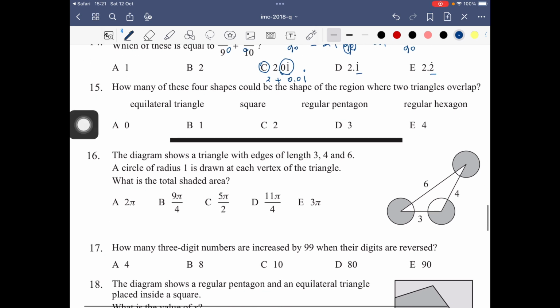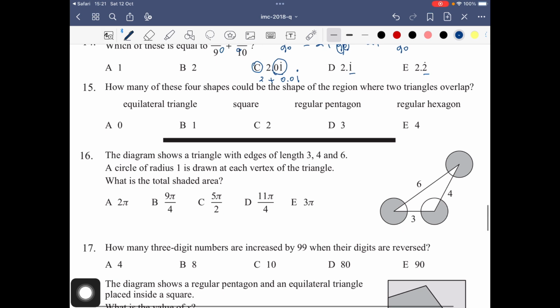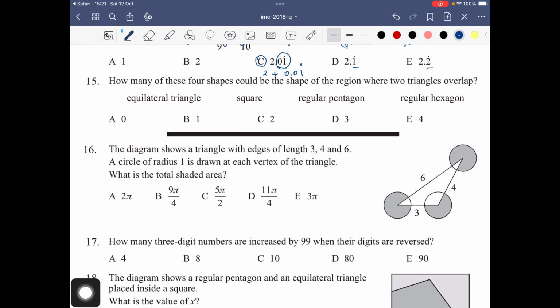How many of these bowl shapes could be the shape of the region where 2 triangles overlapped? So when 2 triangles overlap, for example, an equilateral triangle, I think we can make it when we have 2 equilateral triangles. Let's say this can be an equilateral triangle if we make this and this the same. And a square, if we make two right triangles overlapped, then we will make a square.